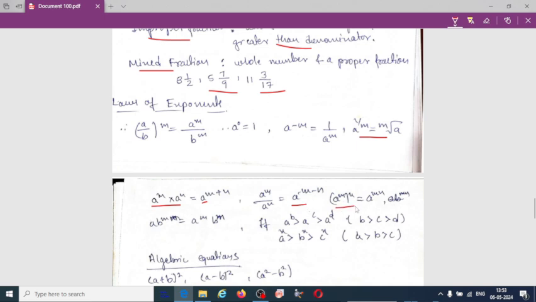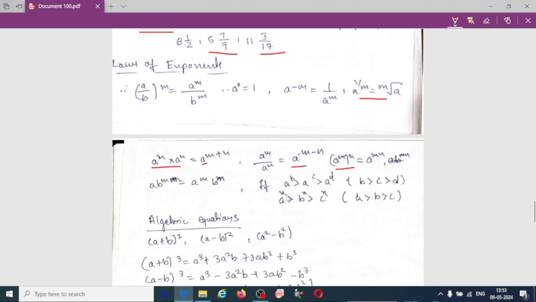(a to the power m) to the power n you can represent as a to the power m into n, or else (ab) to the power m is a to the power m, b to the power m. So if the numbers are given and their powers are also given, if the same number has different powers, then you must take the order of the powers. Then you can identify the biggest number or the smallest number. If the powers are the same, like a to the power x, b to the power x, c to the power x, then you can select the biggest number here. So like that you have to solve.